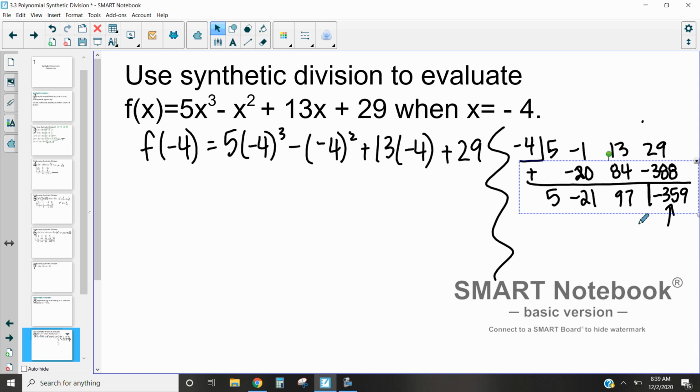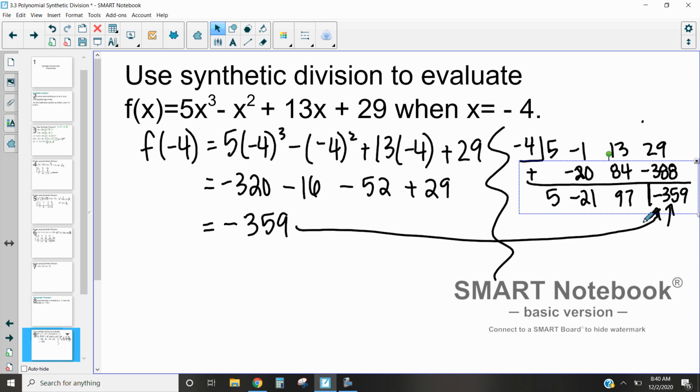So first we've got that -4 cubed times 5, and this piece here gives us a -320. Minus -4 squared, which is 16. So -320 minus 16, -4 times 13 is -52. And then plus 29. Now, if we add all those numbers together, -320 minus 16 minus 52 plus 29 equals -359. Look, we have the same answer for both.